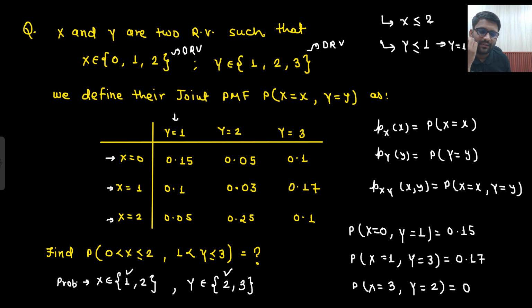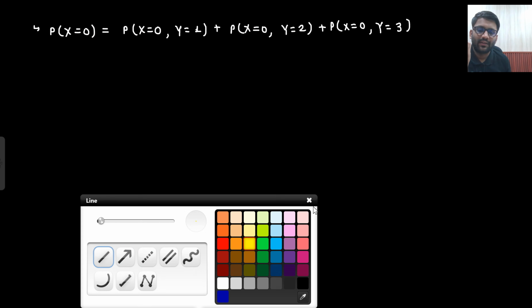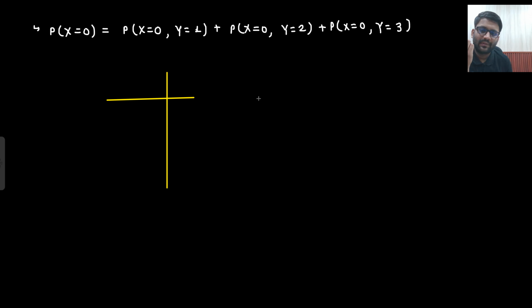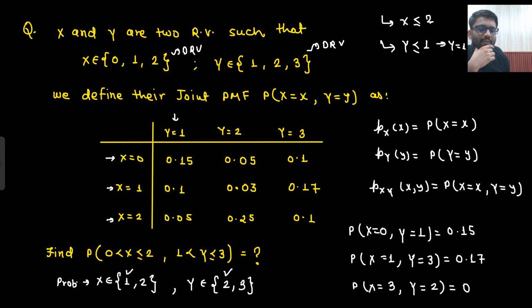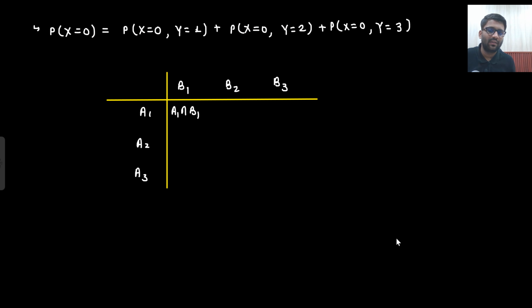Can you compare this table? Just compare this table with A and B. Let's just say this is A1 written, this is A2, this is A3, this is B1, this is B2, this is B3. What will this show? A1 intersection B1. Say yes or no. Probability of x taking value equal to 0 and probability of y taking value equal to 1. Probability of x taking value 0 and, this is a comma, but actually it is intersection. So isn't it like A1 intersection B1? And isn't it like A1 intersection B2? And isn't it like A1 intersection B3?